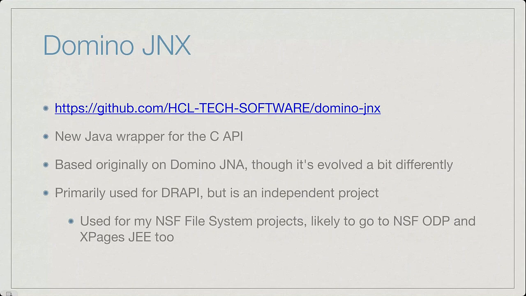So one is Domino JNX. I mentioned this a couple times now. This is an evolutionary lineage with Domino JNA. It has its own purposes, and I use it now in my NSF file system project, but I'd likely use it for a couple. It's a similar idea to JNA, where it's kind of like a modern API for Java for Domino.